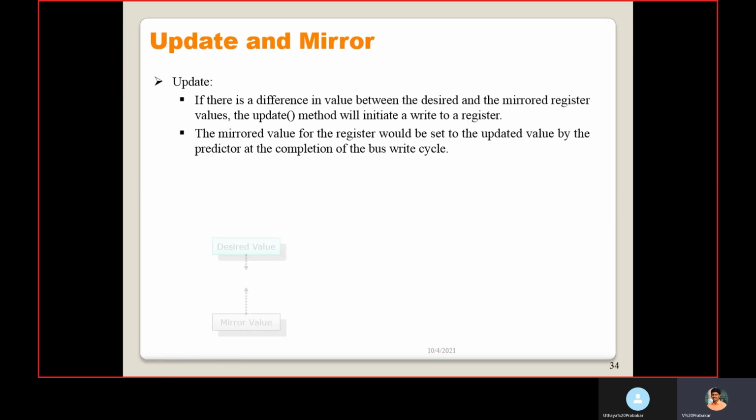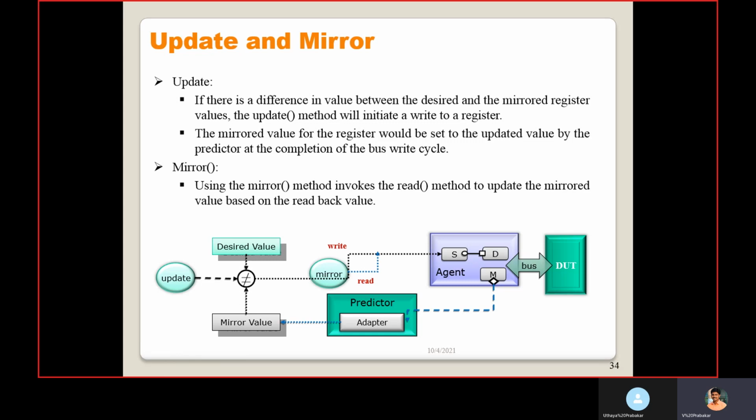Update and mirror. Update, we already mentioned. After setting the desired value, you call update. So the desired value will be sent to the corresponding hardware register, if there is a difference. For example, here, the desired value will be sent to the corresponding DUT.